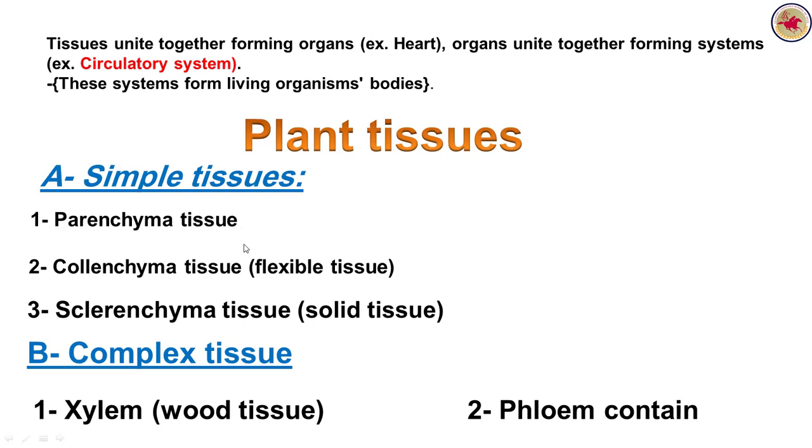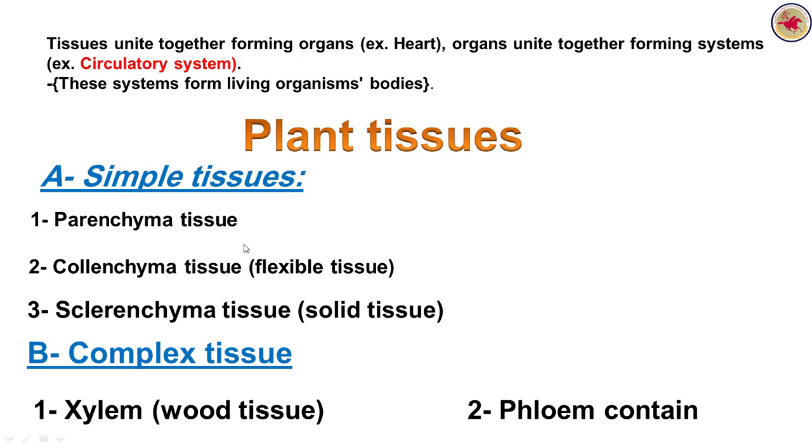Tissues unite together to form an organ like the heart, and organs unite together forming a system like the circulatory system. These systems form the living organism's body. So we have communication between them to form a complete body.